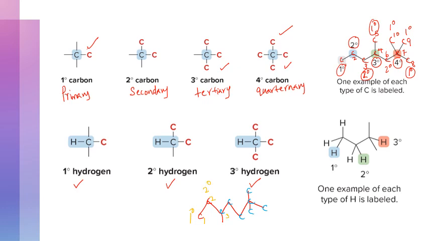The carbon atom number 3 is attached to three other carbon atoms, so it is tertiary. And number 4 is attached to two others, so it is secondary. And number 5 is attached to two, so secondary. And the carbon atom number 6 is attached to four carbon atoms, so we can call it quaternary. Okay, so that's how we can classify carbon atoms into primary, secondary, and tertiary.